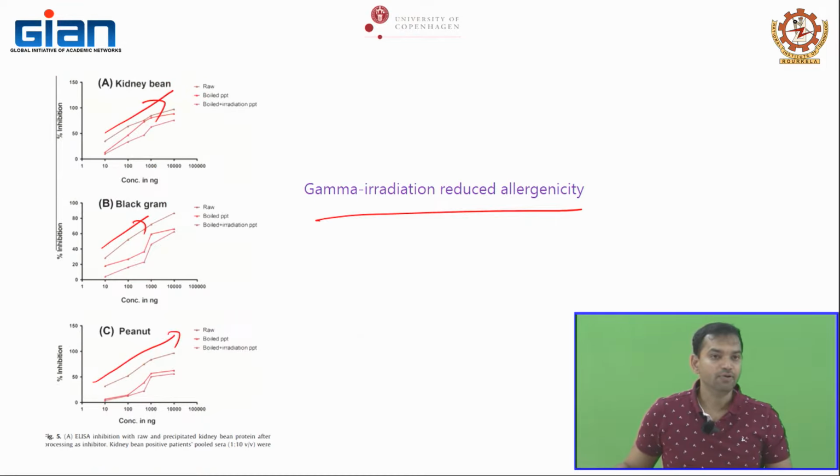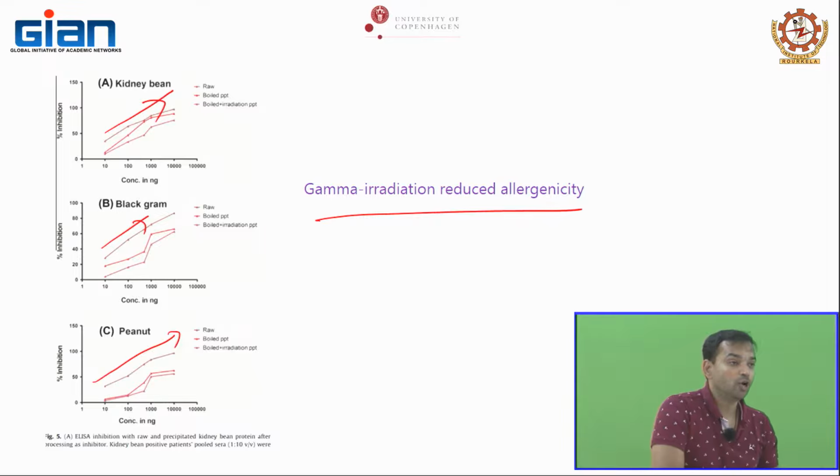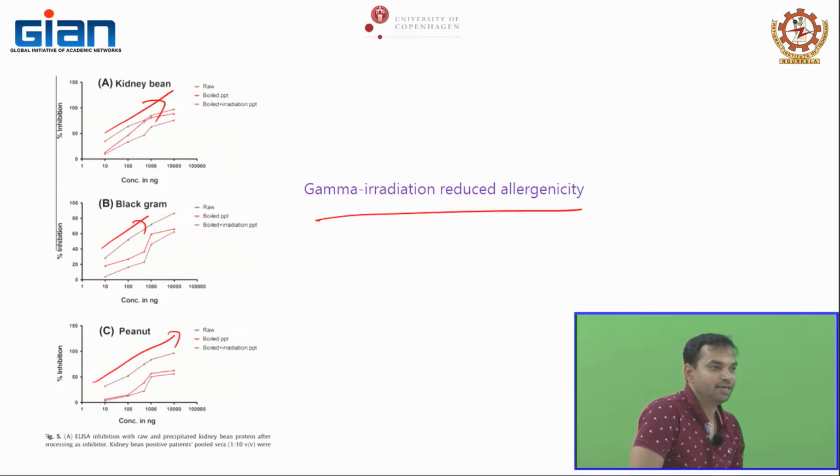Now, I will ask a question. I told a lot of good things about gamma irradiation, right? How it can do many things. It can improve digestibility, it can improve emulsification, foaming, and so on. What could be the disadvantage?